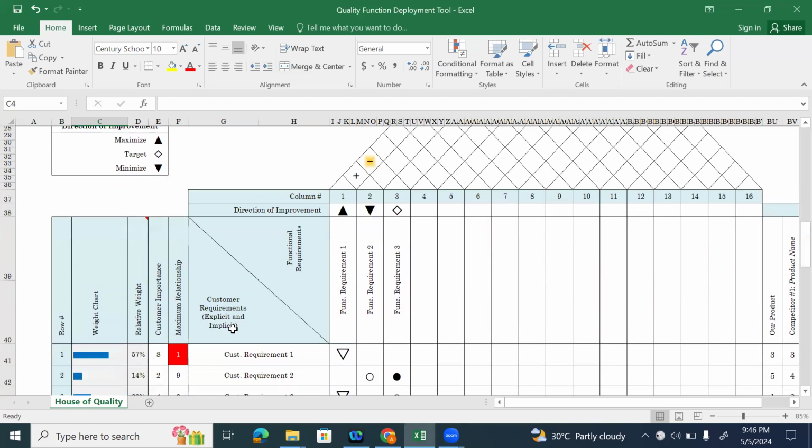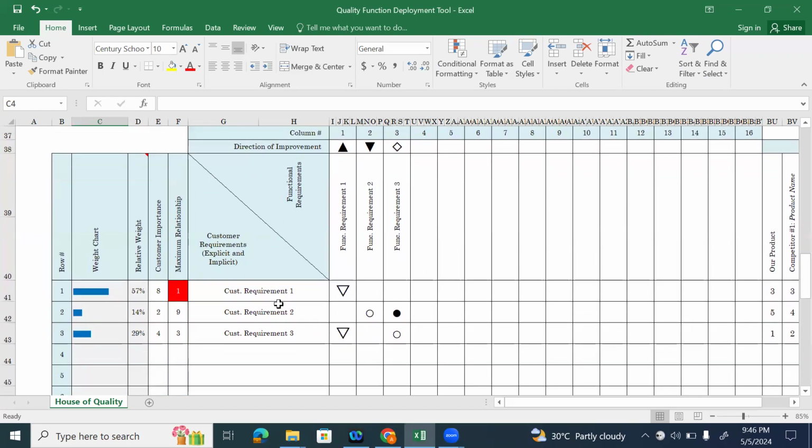So here we have two important criteria. First criteria is customer requirement, which is nothing but the explicit and implicit requirement. And second thing is the functional requirement. I'm going to write all these functional requirements horizontally, and I'm going to write down all the customer requirements vertically.